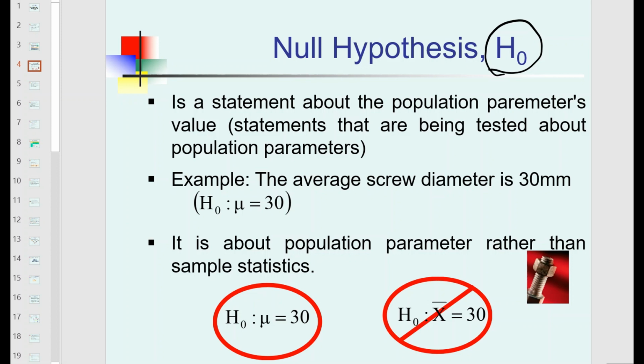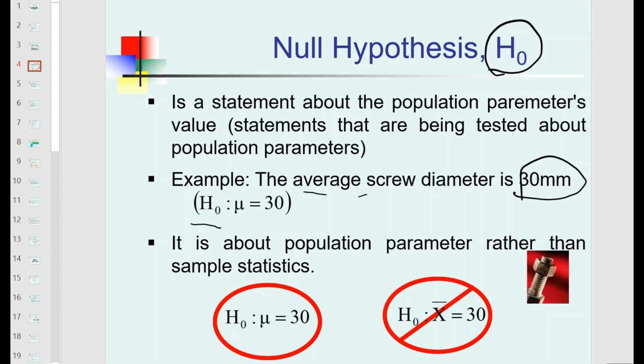So we look at this example. The average screw diameter is 30 mm. So when you see the example statement that is written here, the average screw diameter is 30 mm, we can write the null hypothesis. So you know that the average screw diameter, average is the mean, right? So the average is mu equals 30, because the statement states the average screw diameter is 30 mm. So you understand that it's talking about the mean, because of average.